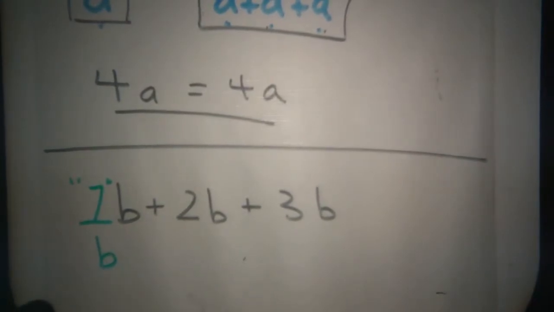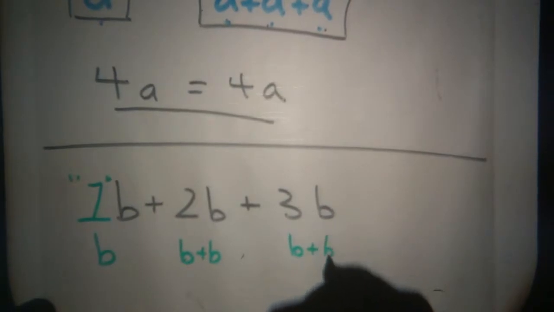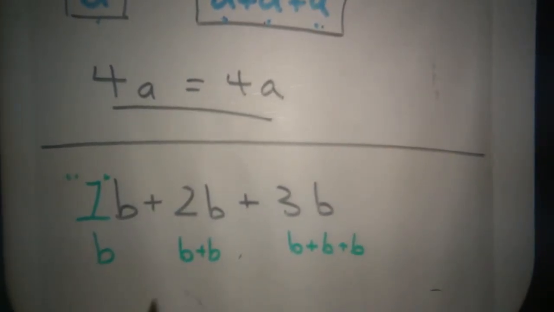So let's look at this. I have 1b here, 2b's here, and 3b's here. So this is my visual model.